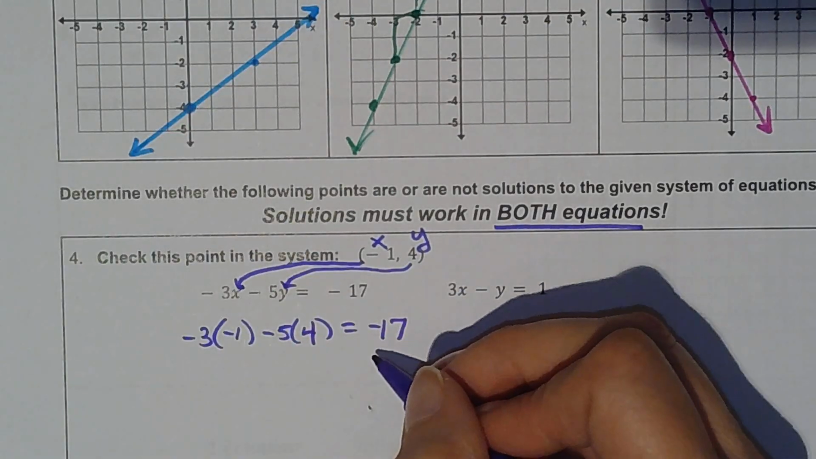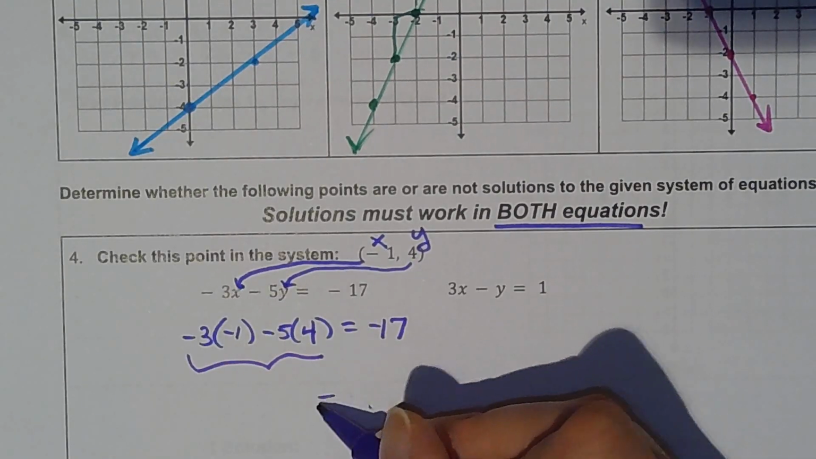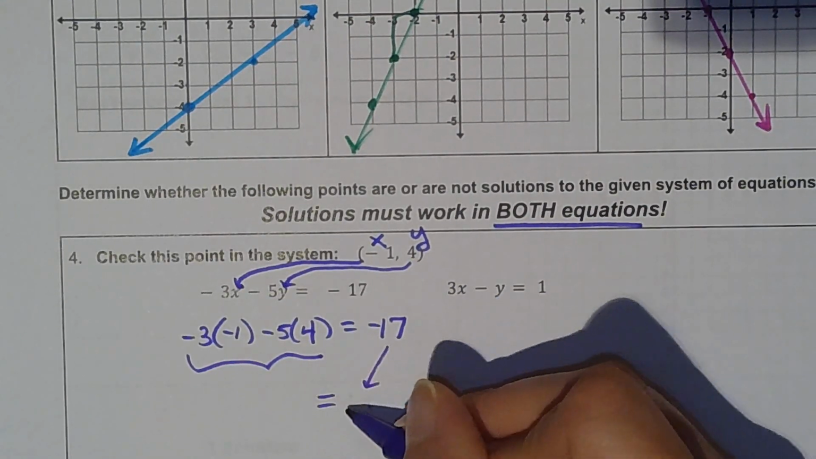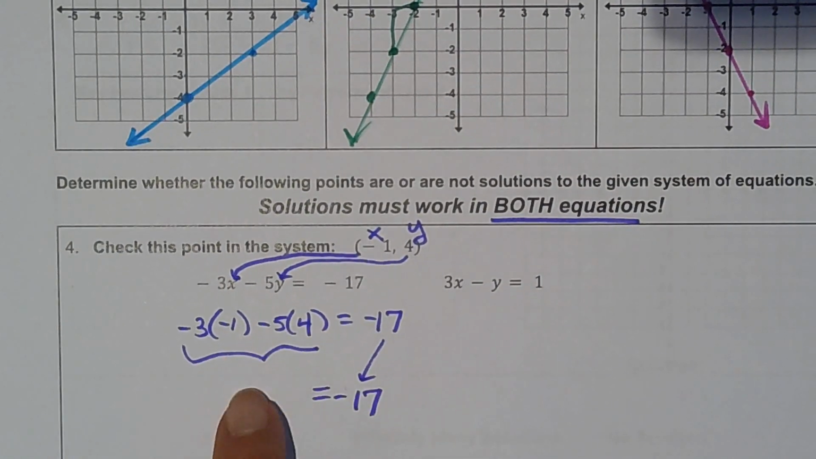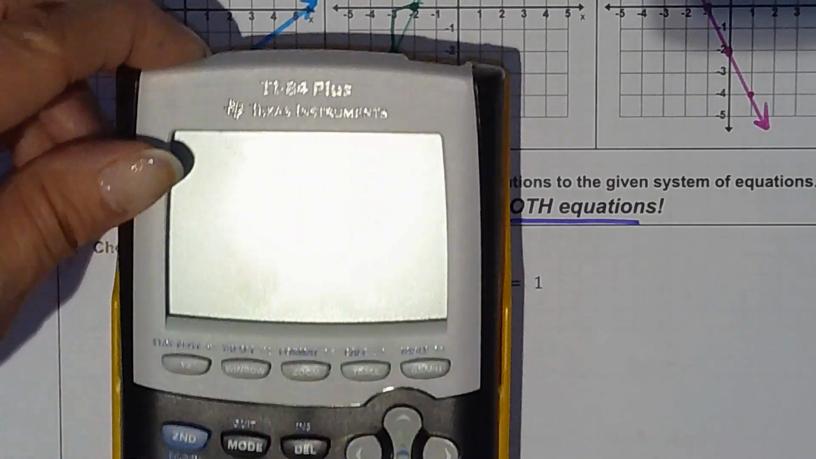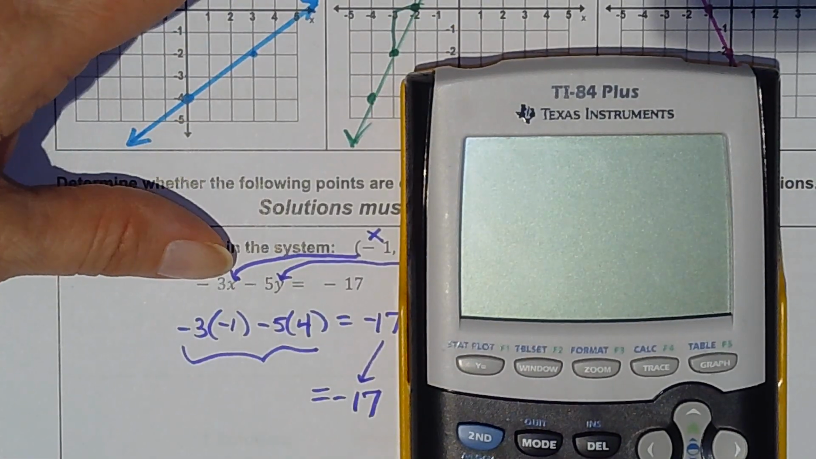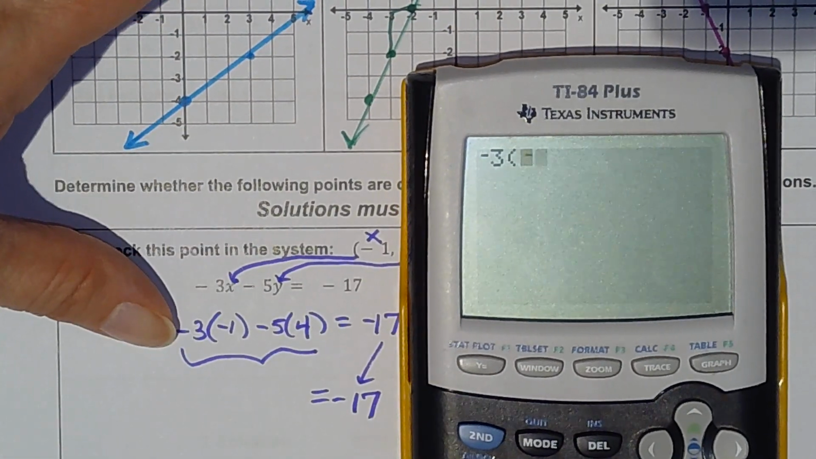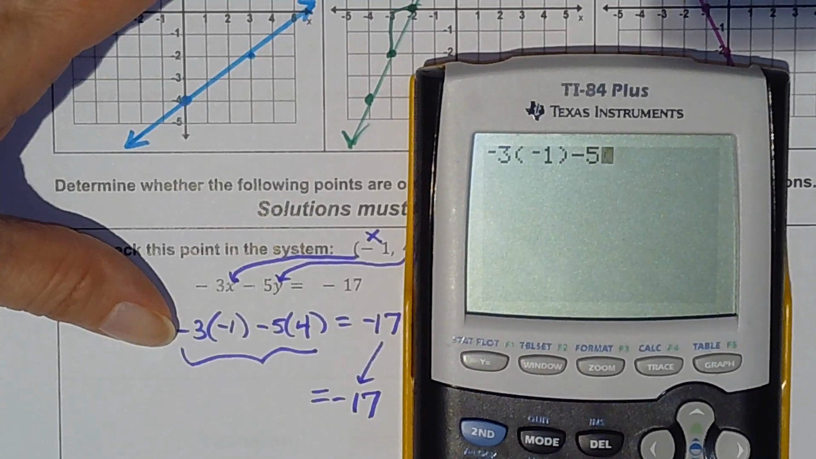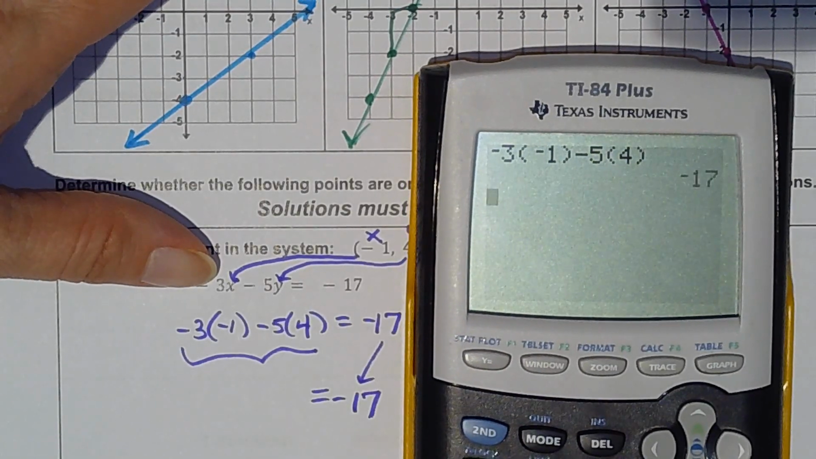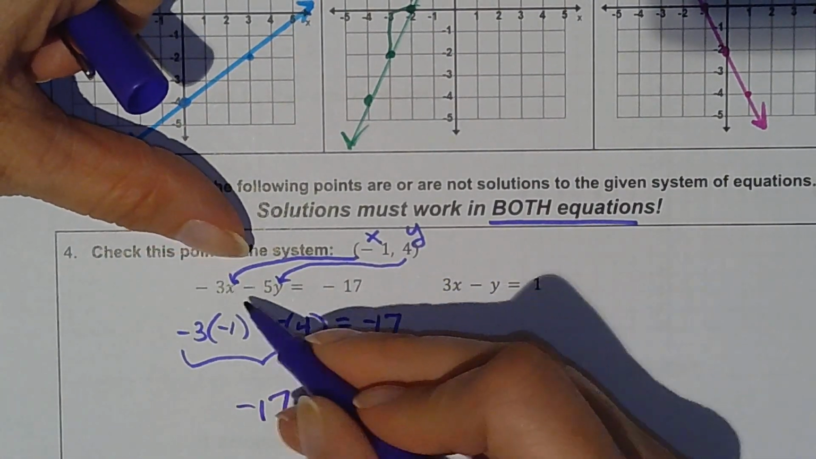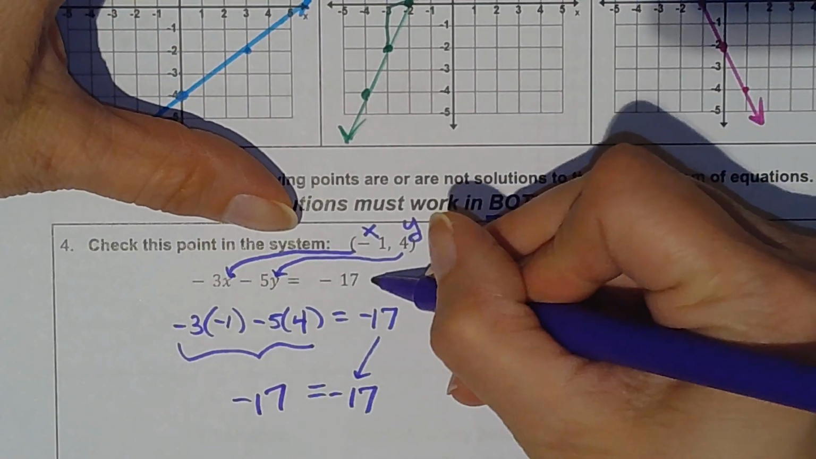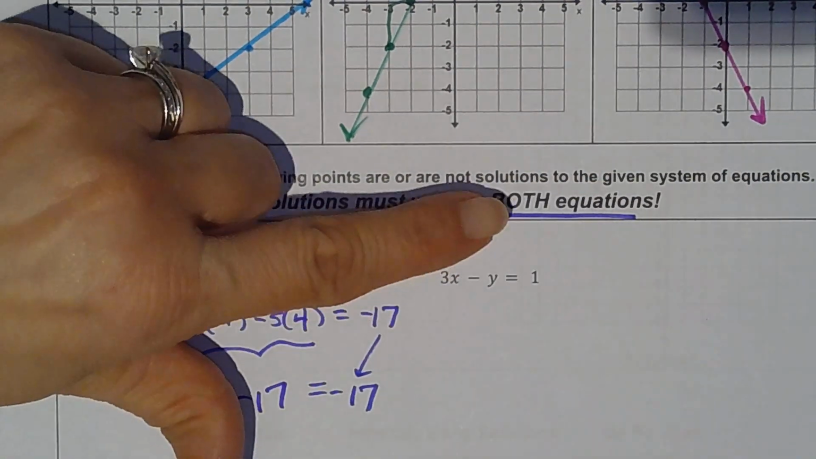Now we have to check this. So we will type this into our calculator to see what it makes. And this side is negative 17. The question is, what does this make in your calculator? And if I type it in, negative 3, parentheses, negative 1, minus 5 times 4, and the calculator says negative 17. So was this point a solution to the first equation? And it was. But remember, it must work in both.